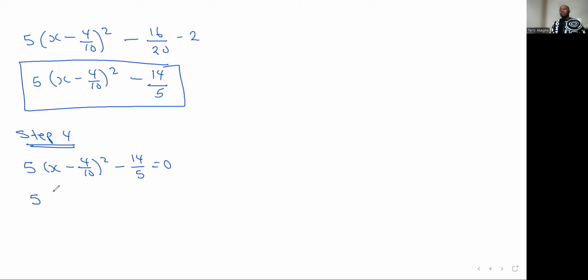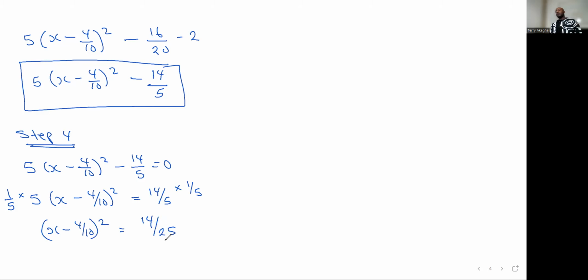So it's going to be 5 into bracket x minus 4 over 10 all squared is equal to 14 over 5. All right, so I want to remove this 5 here. So I'm going to multiply both sides by 1 over 5. That's going to give me x minus 4 over 10 all squared is equal to 14 over 25. Then in order to remove the square, I have to take the square root of both sides.